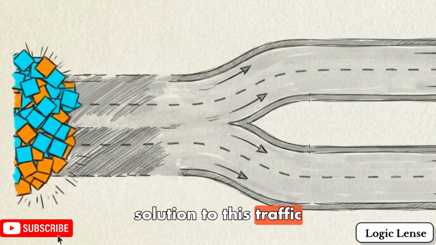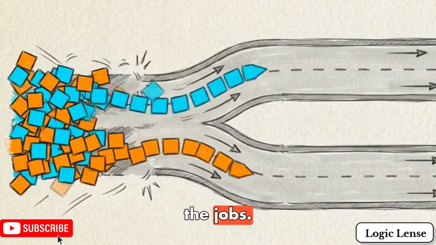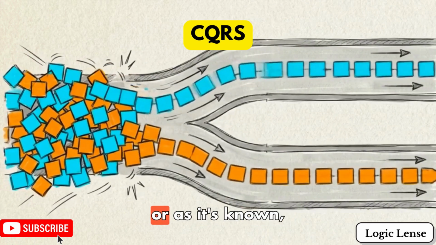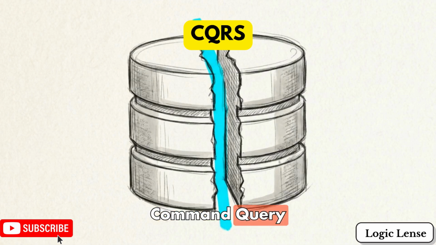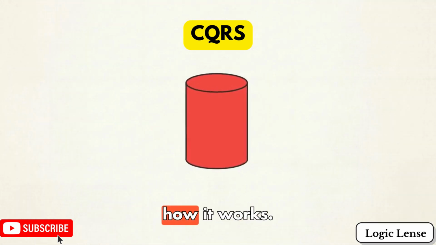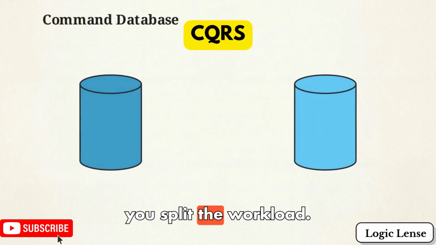The solution to this traffic jam is surprisingly straightforward. You physically separate the jobs. In software design, this is called CQRS, or as it's known, Command Query Responsibility Segregation. This chart shows exactly how it works. Instead of one overworked database, you split the workload.